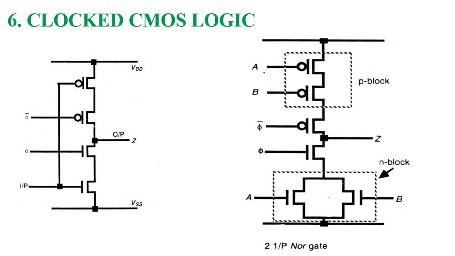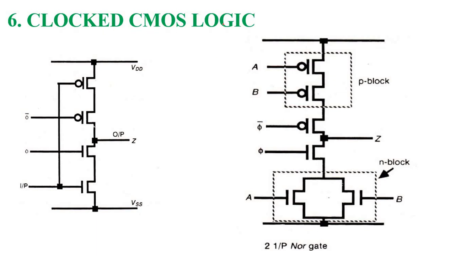See the example of clocked CMOS logic. Here this is the P block and this is the N block, for a NOR operation. For a NOR operation, the pull down network is in parallel form and the pull up network is in series form. In addition to that, two more transistors are required, one P transistor and one N transistor. These two receive complemented clock phases. Therefore it is called clocked CMOS logic.